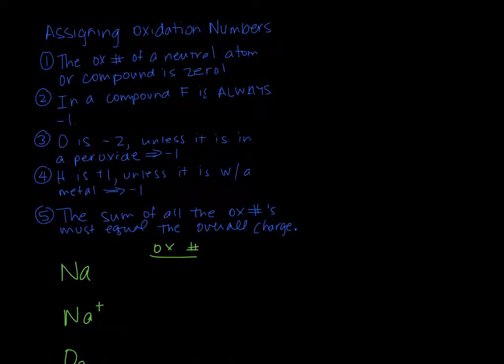All right, so for sodium, this is solid sodium. It does not have any charge up here, so the oxidation number is 0. Rule number 1 says the oxidation number of a neutral atom or compound is 0. This is neutral. There's no charge here. Now this one is going to be equal to the charge because it says that the oxidation number is +1. That's what this plus means.